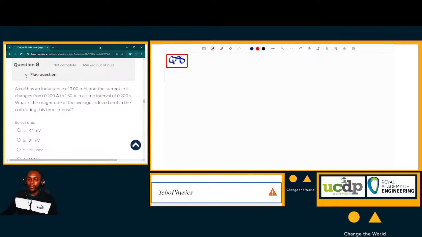So the first question reads, a coil has an inductance of 3 millihenry and the current in it changes from 0.2 amps to 1.5 amps in a time interval of 0.2 seconds. What is the magnitude of the average induced EMF in the coil during this interval? Okay. So first and foremost, let's write down what information we're given.